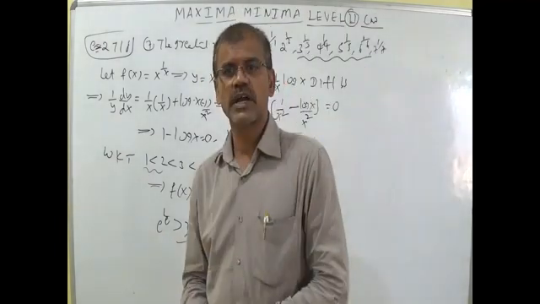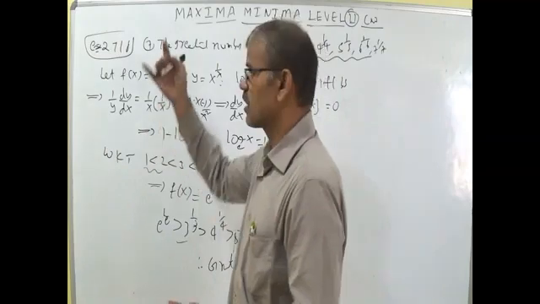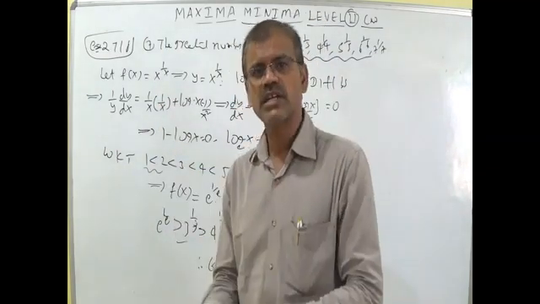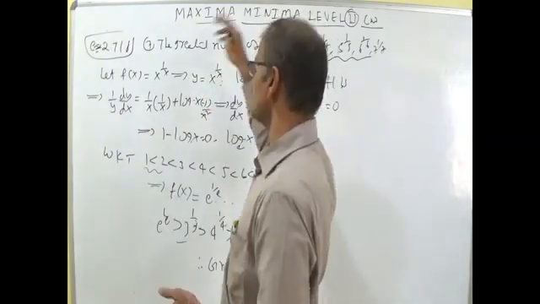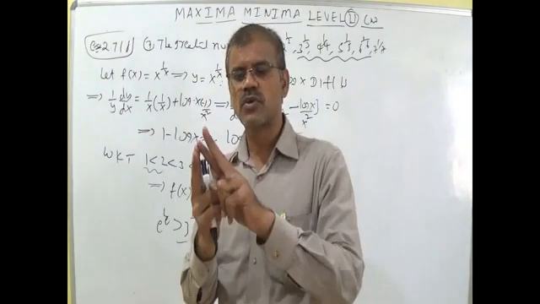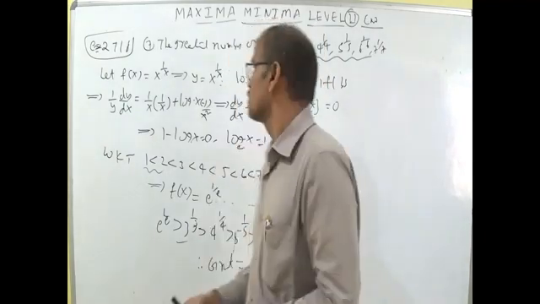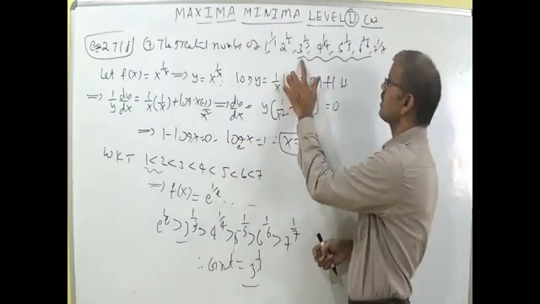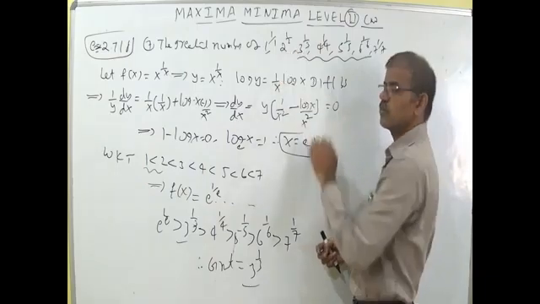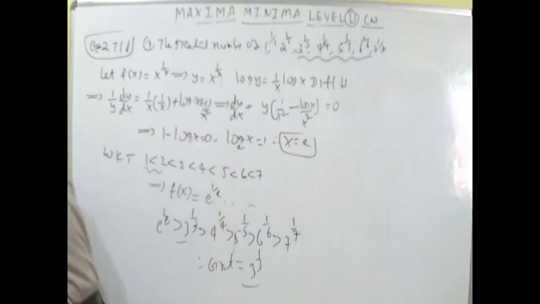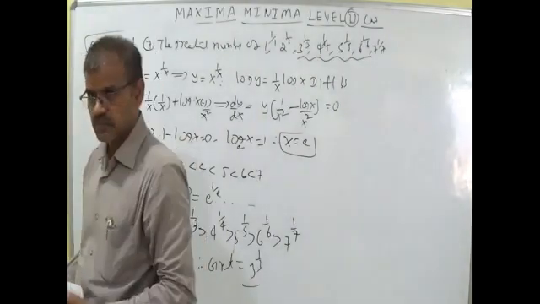e is equal to 2.718. So forget about the values 1 and 2. What is the next value? 3. According to raising powers, the value increases in a decreasing way and decreases in an increasing way. So you can easily say that the value 3 power 1 by 3 is the greatest among all these values. Let us discuss the 8th question.